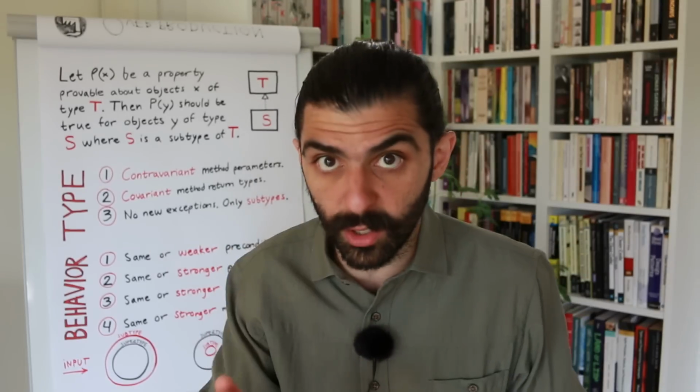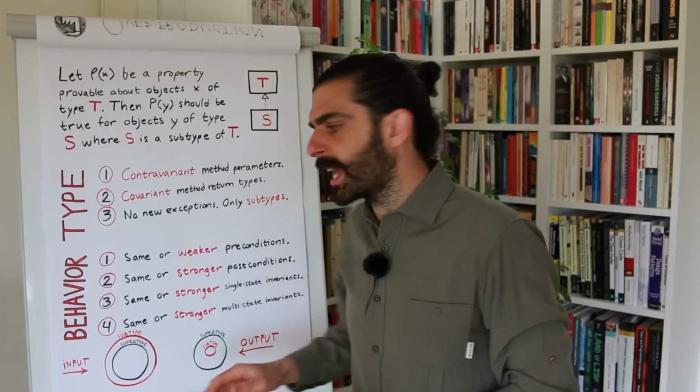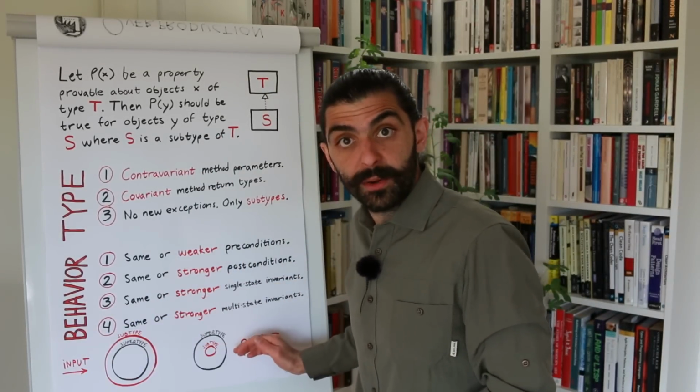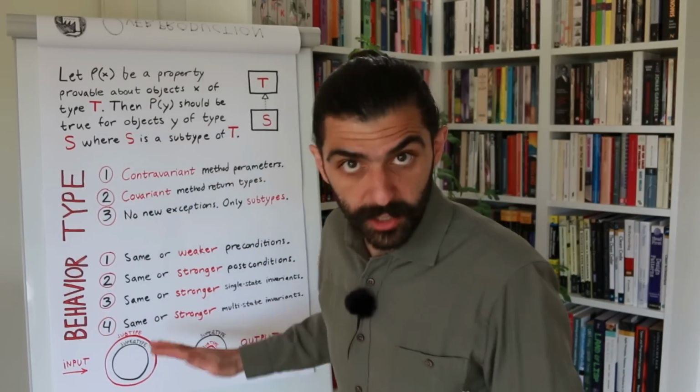If all of this variance shenanigans feels confusing to you and you haven't watched my other video on covariance and contravariance, then I highly recommend that you pause this video and go check that video out. It is crucial to have a good understanding of contravariance and covariance when we're trying to understand the type rules and behavioral rules of Liskov Substitution Principle. So pause and check out that other video.